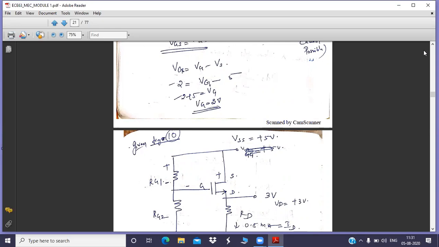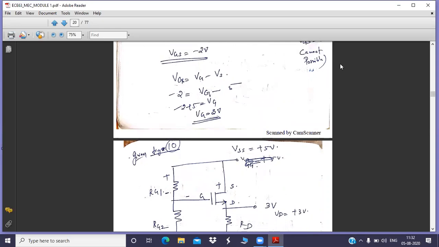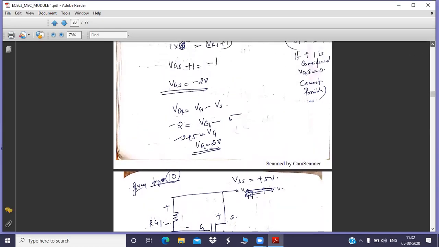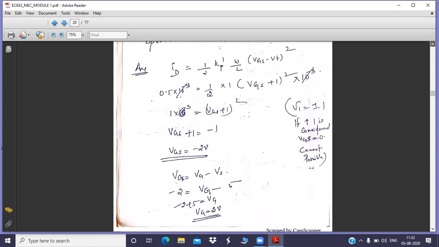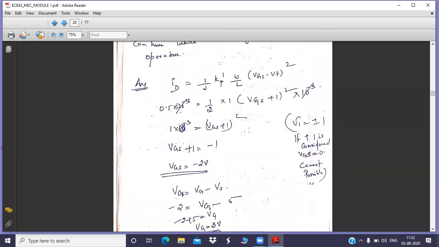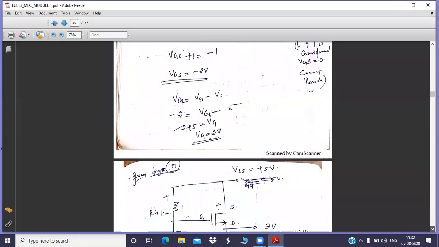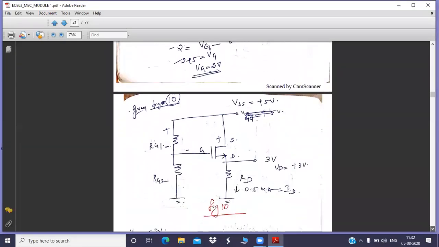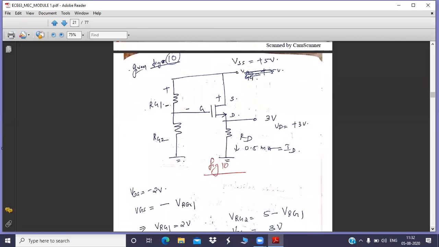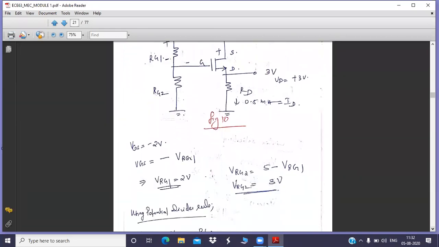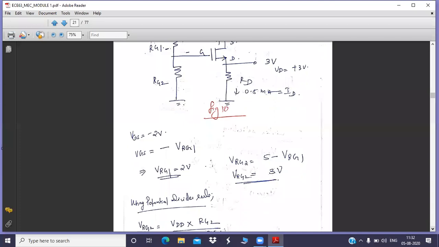How did you solve VG? By finding the unknown VGS. And how did you find the unknown VGS? By using our saturation equation. All the parameters you have supplied, you have substituted, and you have solved the unknown voltage VGS. After finding the unknown voltage VGS, you went for the terminal voltages VG and VS. Now you are going to design the circuit. Now how are we going to design the circuit?